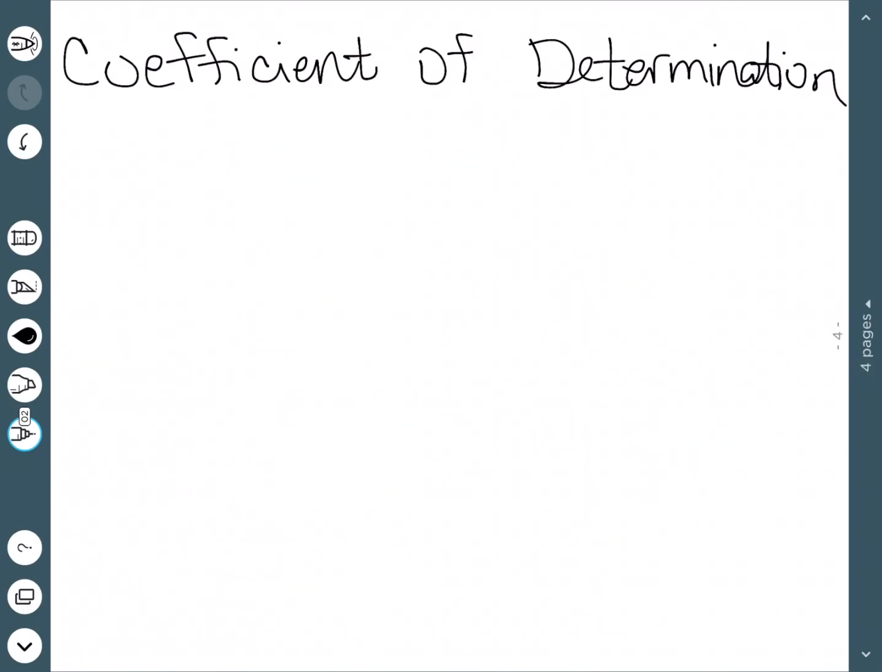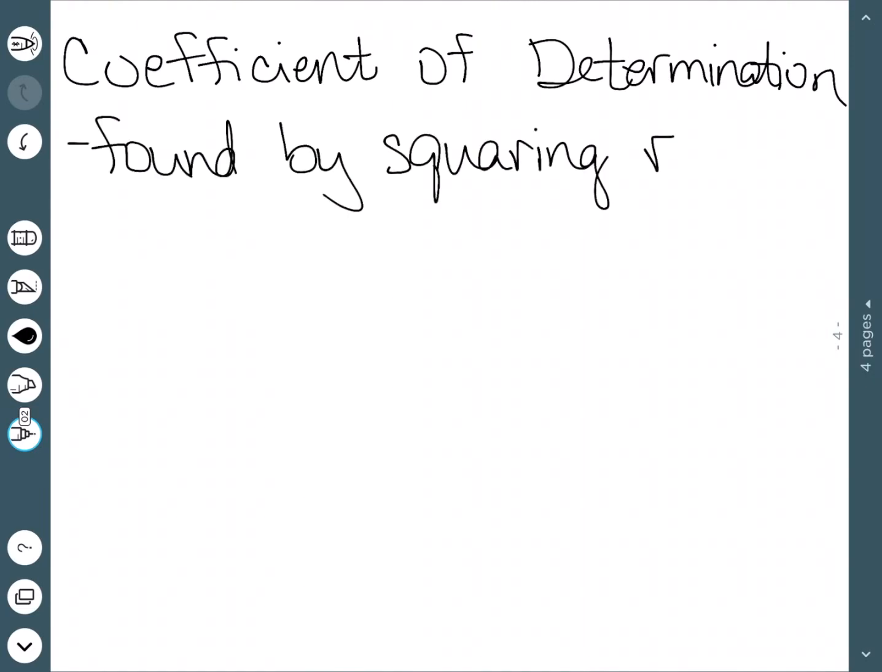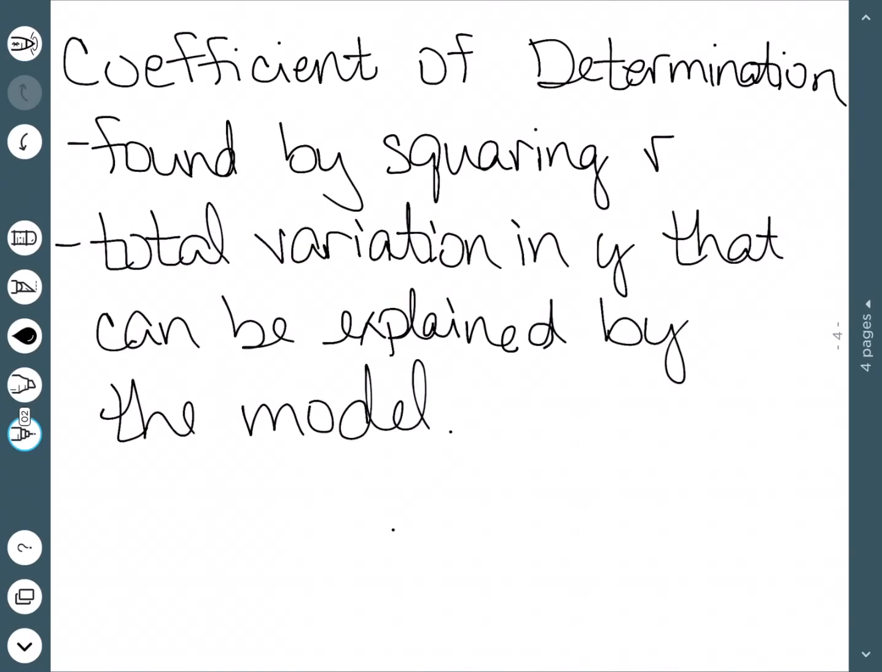We're also going to look at something called the coefficient of determination. And the coefficient of determination is going to be super easy to calculate. Once we have our correlation coefficient r, we just need to square that number, and now we have our coefficient of determination. So as long as we have our correlation coefficient, this is going to be very easy to calculate. The coefficient of determination tells us the total variation in our y variable that can be explained by our linear model. So it tells us exactly how much of the difference we can actually explain.